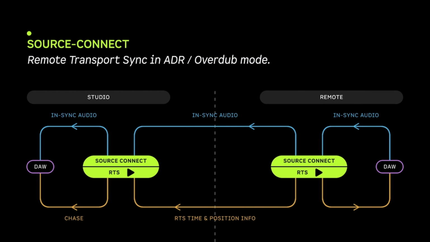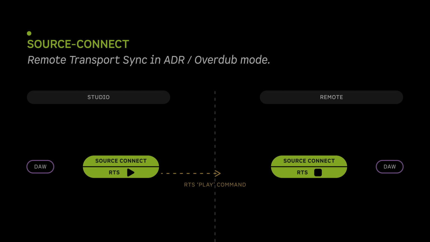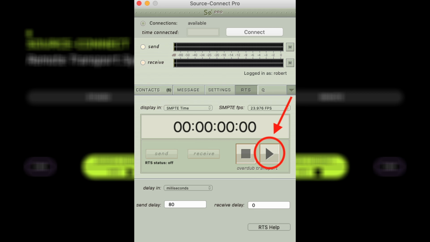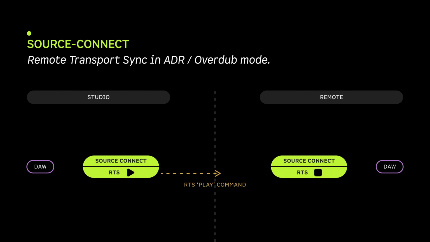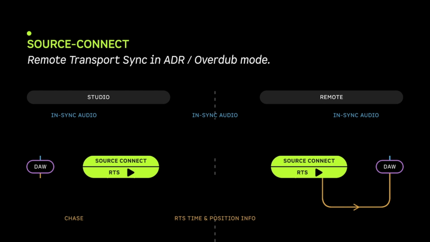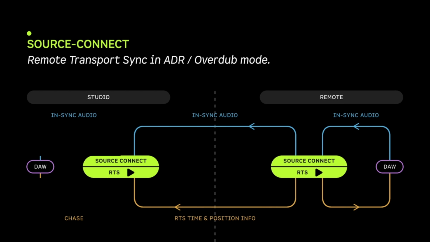So we have a graphic that kind of shows the signal flow of RTS. Here the sender presses play in the RTS panel of Source Connect, and the play command will flow over to the RTS receiver on the remote side or the right side. And then when their system goes into play, the audio from them will flow back to the sender. That's the blue line with the arrows going to the left. And therefore, the audio received on the sender side will be from the remote side and will arrive in sync on the sender side. So we can show this to you in an example here.